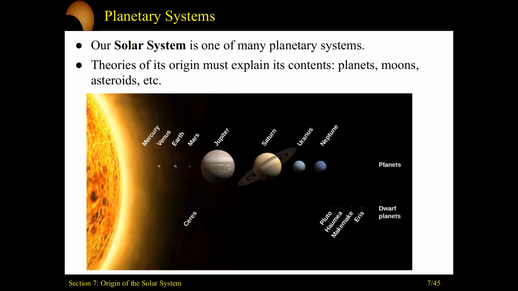What we know now about the universe is that our solar system is just one of many planetary systems out there. So if we have a model or any theories that explain the origin of our star and our planetary systems, it has to be applicable to all the other systems. We need to be able to explain our planets, moons, asteroids. Think about those asteroid belts and the Kuiper belt. Any model we have needs to try and explain that.